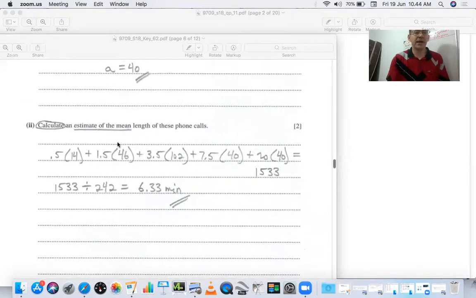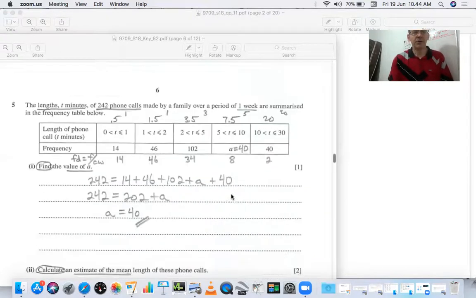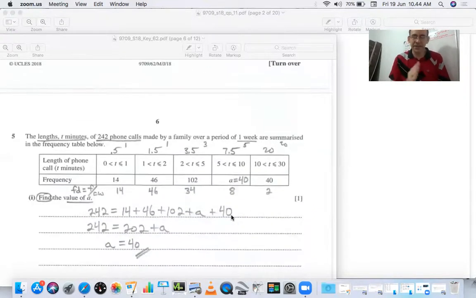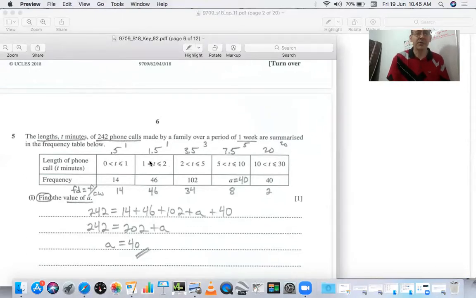So now we go down and we have to calculate the mean. Well, in order to do the mean, remember the mean is average. You need the mid-class value, halfway in between each class. So to do that, you add the two numbers together, the upper and lower bound, and divide by 2. So 1 plus 0 is 1, divide by 2 is 0.5. 2 plus 1 is 3, divide by 2 is 1.5. 5 plus 2 is 7, divided by 2 is 3.5. 5 and 10 is 15, divided by 2 is 7.5. 10 and 30 make 40, divided by 2 is 20.